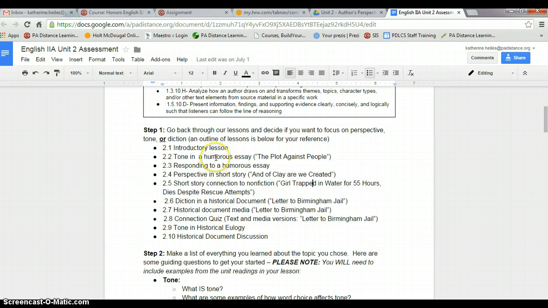So you'll see that for each of those readings, we kind of focus on a different thing. With The Plot Against the People, we really focused on the tone. We focused on perspective with The Engineer We Created. We focused on diction with Letter from Birmingham Jail, and then tone again for the historical eulogy. So take a look at each of those lessons and pick, do you want to focus on perspective, tone, or diction? Pick one of those three terms.